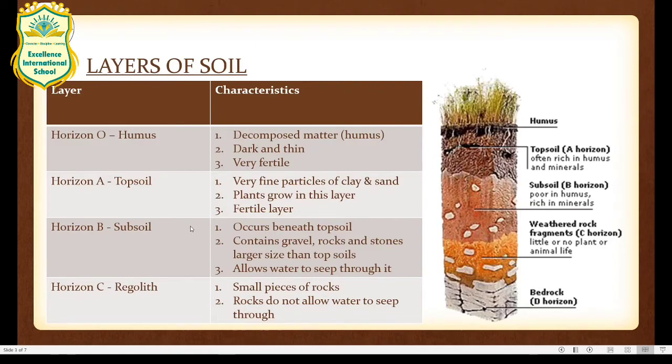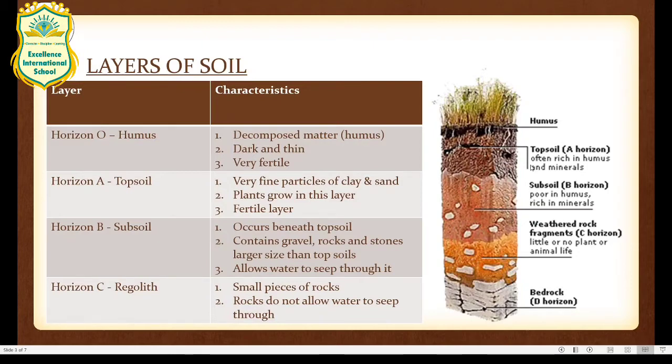What must the subsoil have? It obviously occurs below the topsoil. It contains gravel, rocks and stones larger size than topsoil. It allows water to seep through it. So as you can see, this layer does not have a lot of rocks. This layer also does not have rocks or gravel. But this layer has some rocks and some gravel.